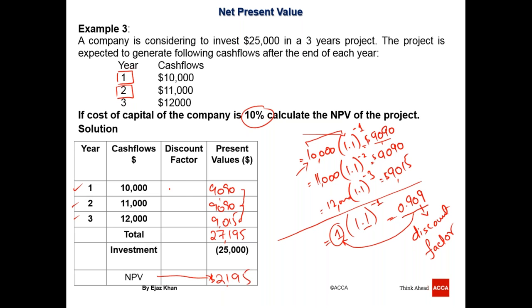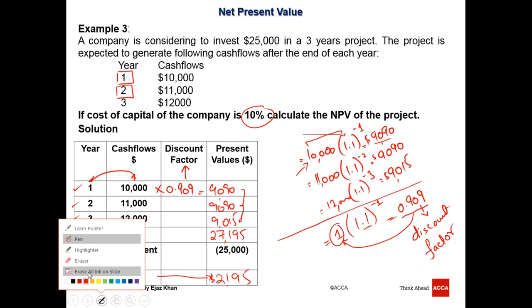So for every $1, it should be 0.909. Then how much should be invested for $10,000, which will be received in 1 year's time? We just need to multiply it. So if we multiply 10,000 by 0.909, which is the discount factor, we will get the present value 9090. So for year one, this is what the present value of $1 will be.